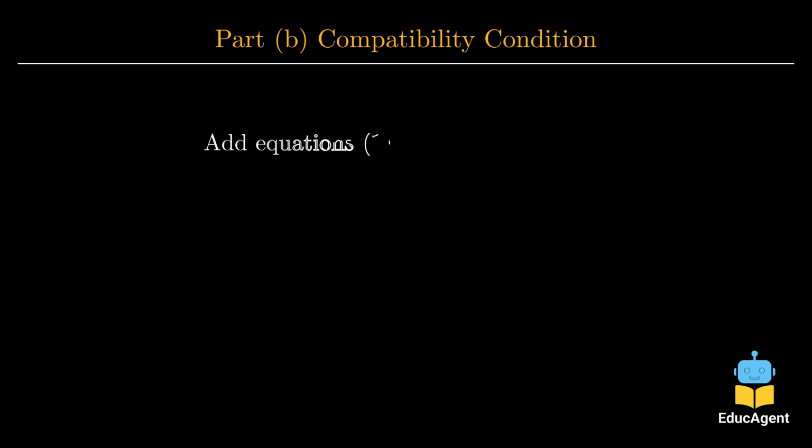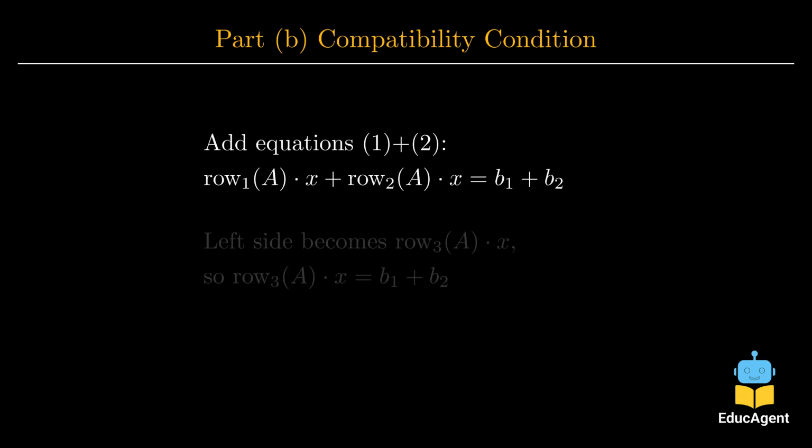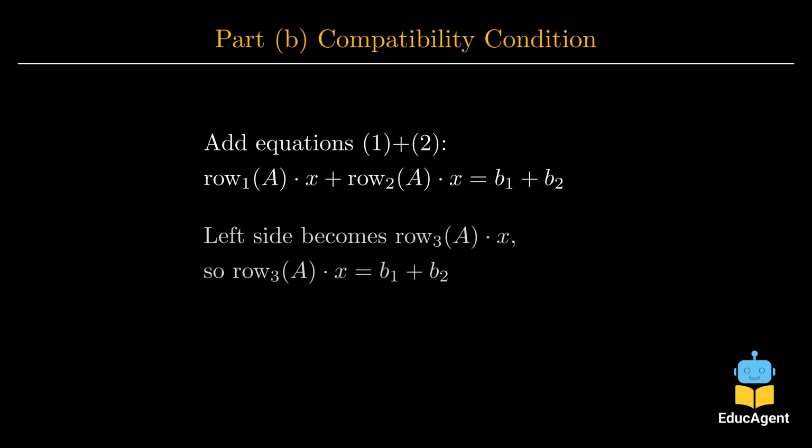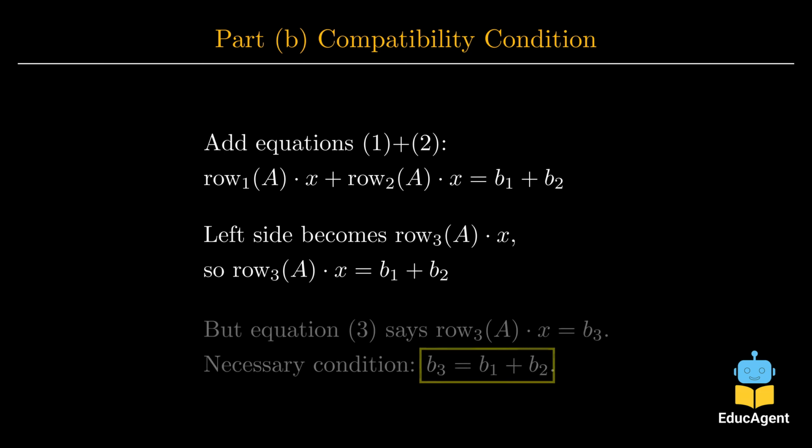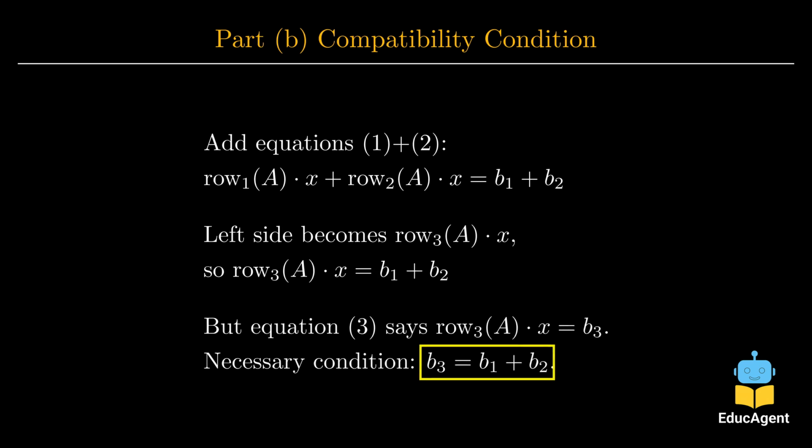Adding the first 2 equations again gives a requirement on the right-hand side. Because row 3 is row 1 plus row 2, the left side must equal equation 3's left side. For consistency, B3 has to match B1 plus B2.